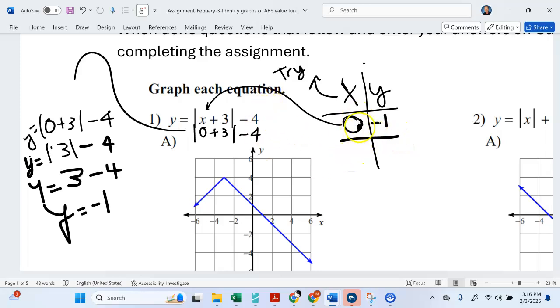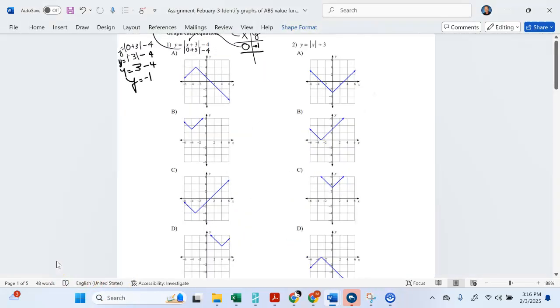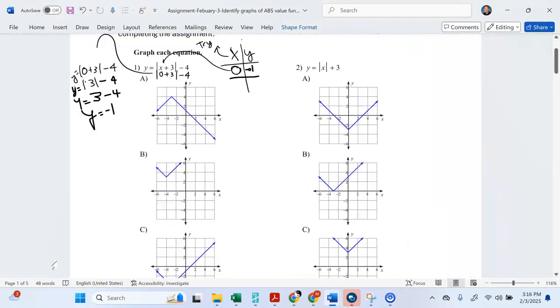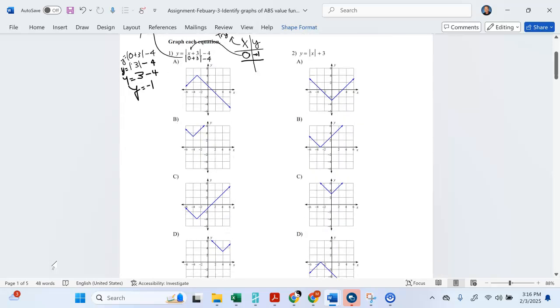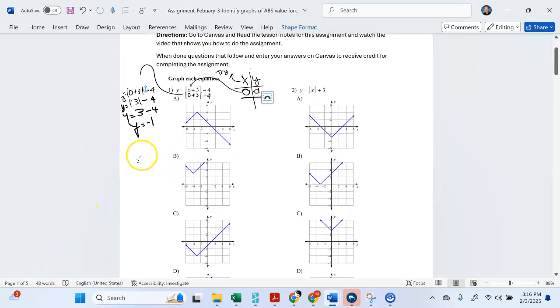So that's the first thing. We try a value for x, we get a value for y. What do we do next? Well, now we're going to go to the charts and see if the graphs here match it. So there's 4 choices, right? We have these 4 choices, A, B, C, and D. So we know when x is 0, y should be negative 1. So let's try A.